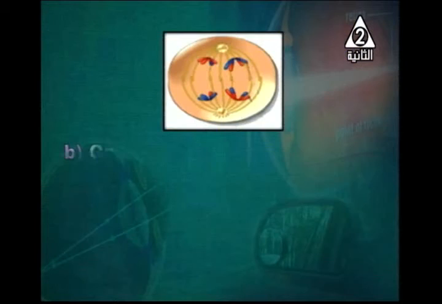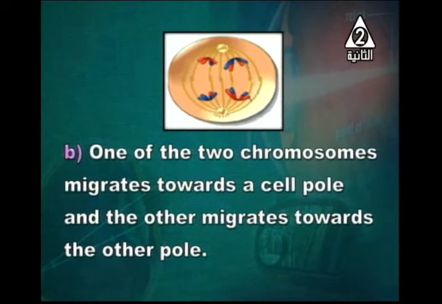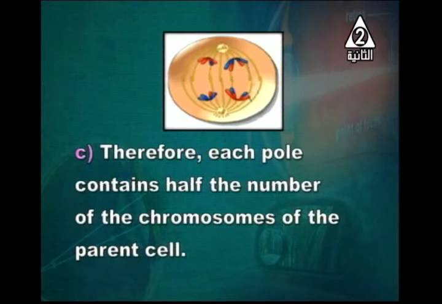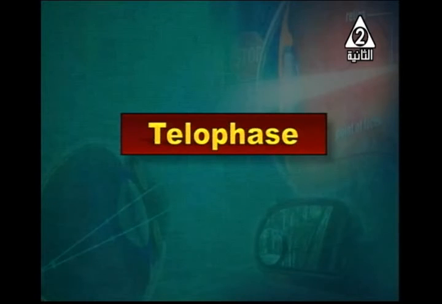Each chromosome moves to a cell pole. One of the two chromosomes migrates towards one pole and the other migrates toward the other pole. Therefore, each pole contains half the number of chromosomes of the parent cell. The last stage in this first meiotic division is telophase 1.